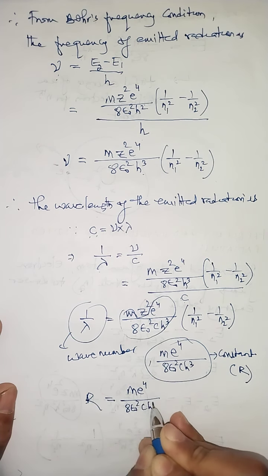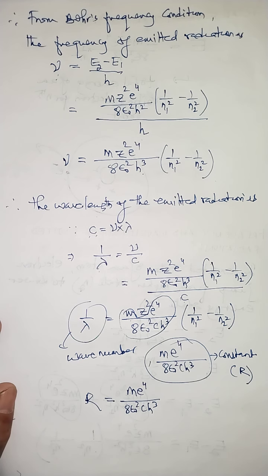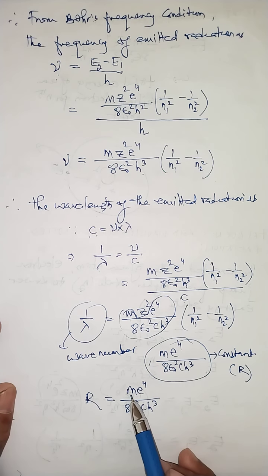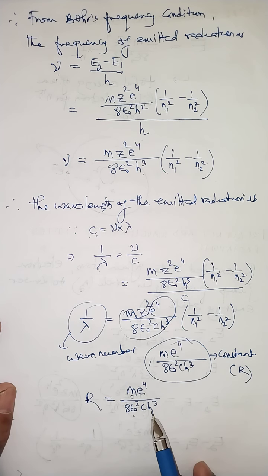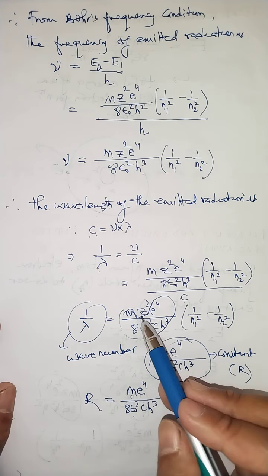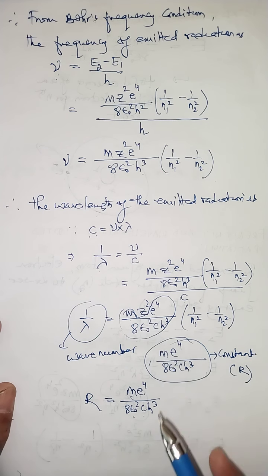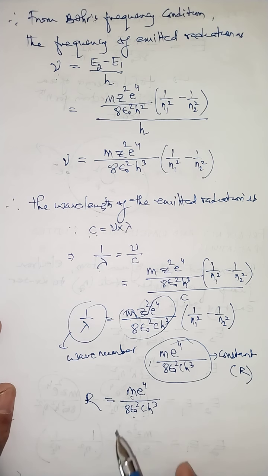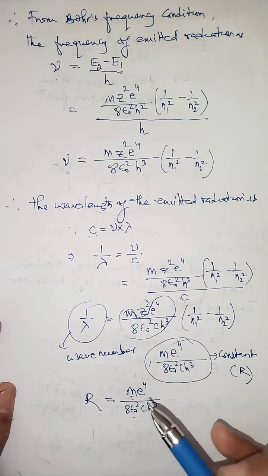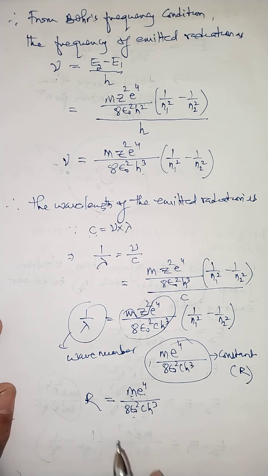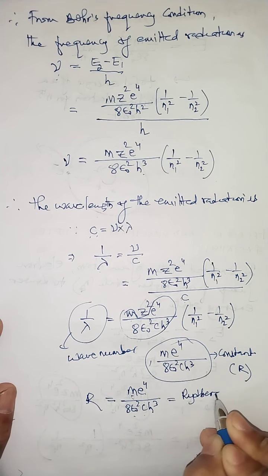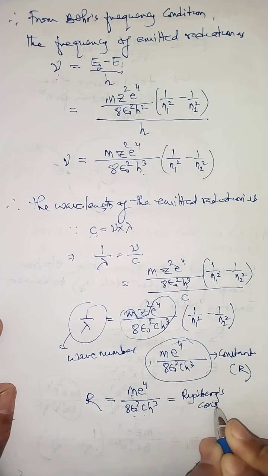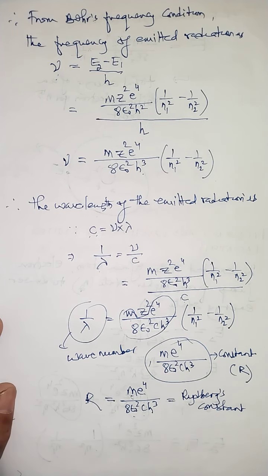Now children, for a given atom, mass is constant, charge of electron is also constant, permittivity is constant, speed is constant. But for different atoms, the atomic numbers are different. So the relation I am going to write now gives the wave number in terms of a constant, and that is for any atom. This particular constant is called the Rydberg constant. So there is a name given to this constant, that is Rydberg constant.